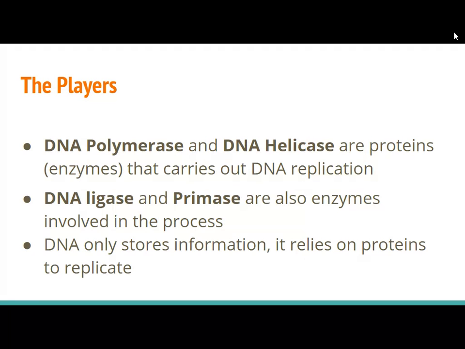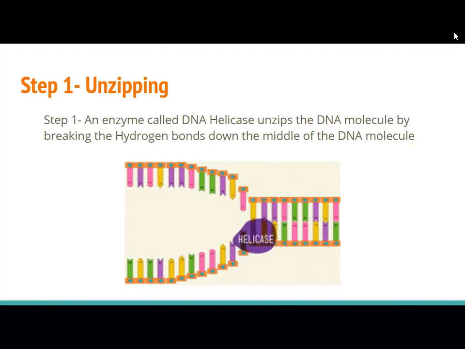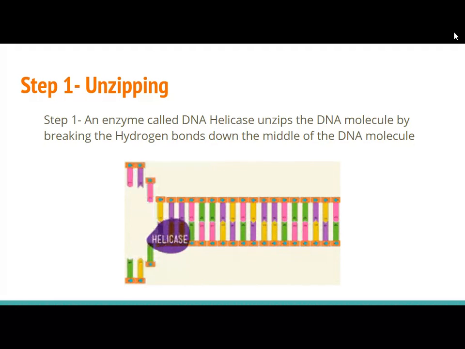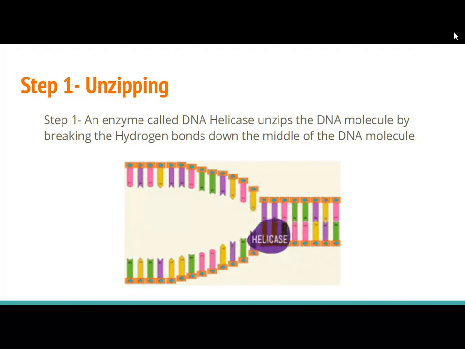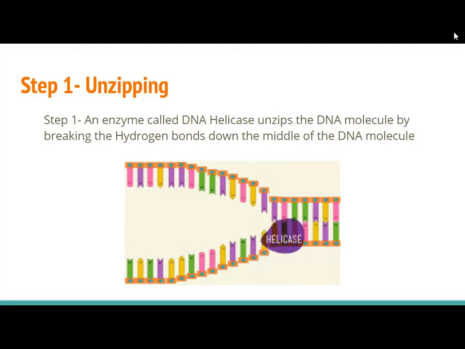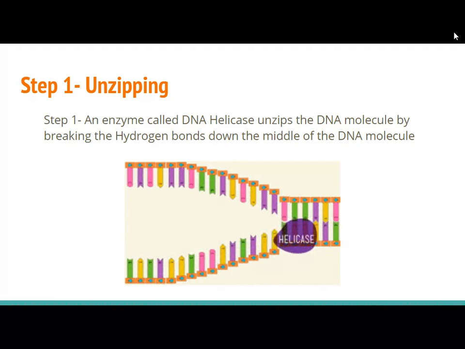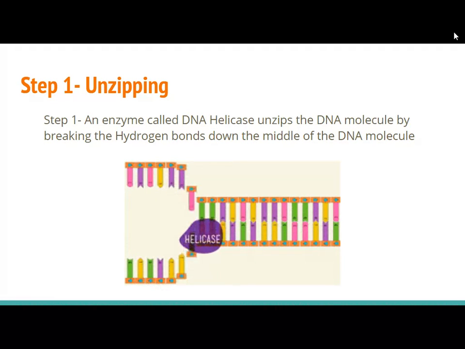So we had DNA polymerase, DNA helicase, DNA ligase, and DNA primase, all of which are proteins or enzymes that help carry out the process of DNA replication. Because without them, we can't replicate DNA. DNA helicase was the first enzyme we talked about, and it is the one that unzips our molecules down the middle. So we have our covalent bonds that hold the backbone together, because we need those strong covalent bonds holding our backbones together. But we needed weak bonds down the middle in order for helicase to snap it apart.